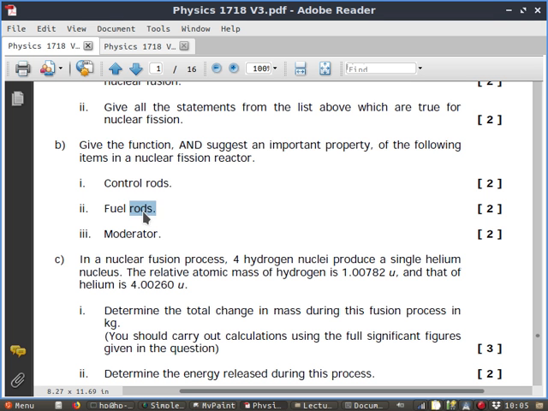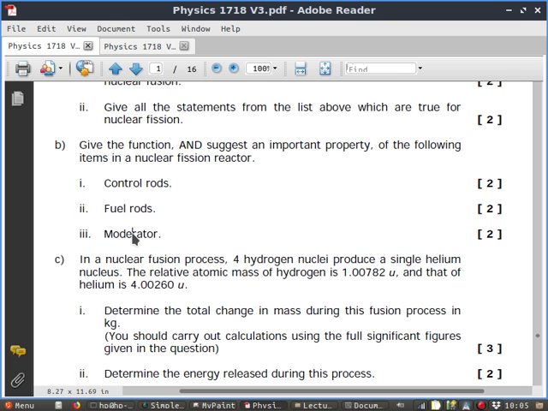Okay. The fuel rod. What's a property we need of the fuel rod? We need to mix something. Yes, we do need to mix it. But what do we need? Property we need. Why do we use the fuel rod? Because it gives energy. So a property is it must be radioactive. Must be. Yeah?